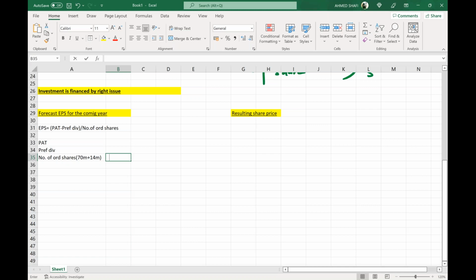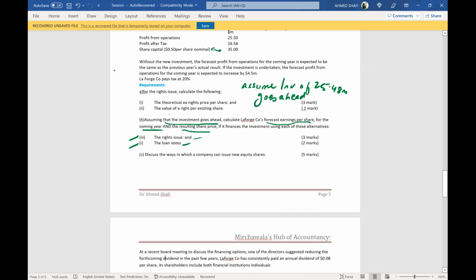The number of shares you are going to have is 84 million, because this investment is financed by right issue. So for the next year, the number of ordinary shares will be 70 million current and 14 million new shares issued. What will be the preference dividend for the coming year? 0, because there are no preference shares on the balance sheet. You can see the balance sheet. There are no preference shares, so no preference shares means no preference dividend.